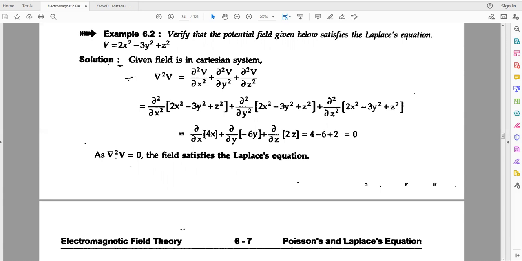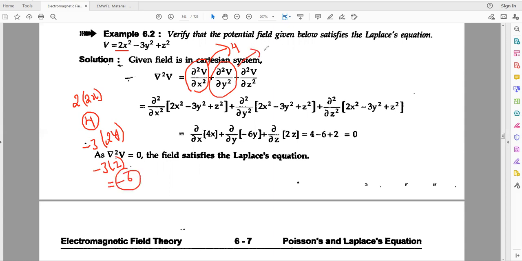Got it, my students? First term, ∂²V/∂x²: the first derivative of 2x² is 2 into 2x, and again the second derivative becomes 4. For the first term, the value is 4. For the second term, the first derivative is minus 3 into 2y, and the second derivative is minus 3 into 2, which becomes minus 6.